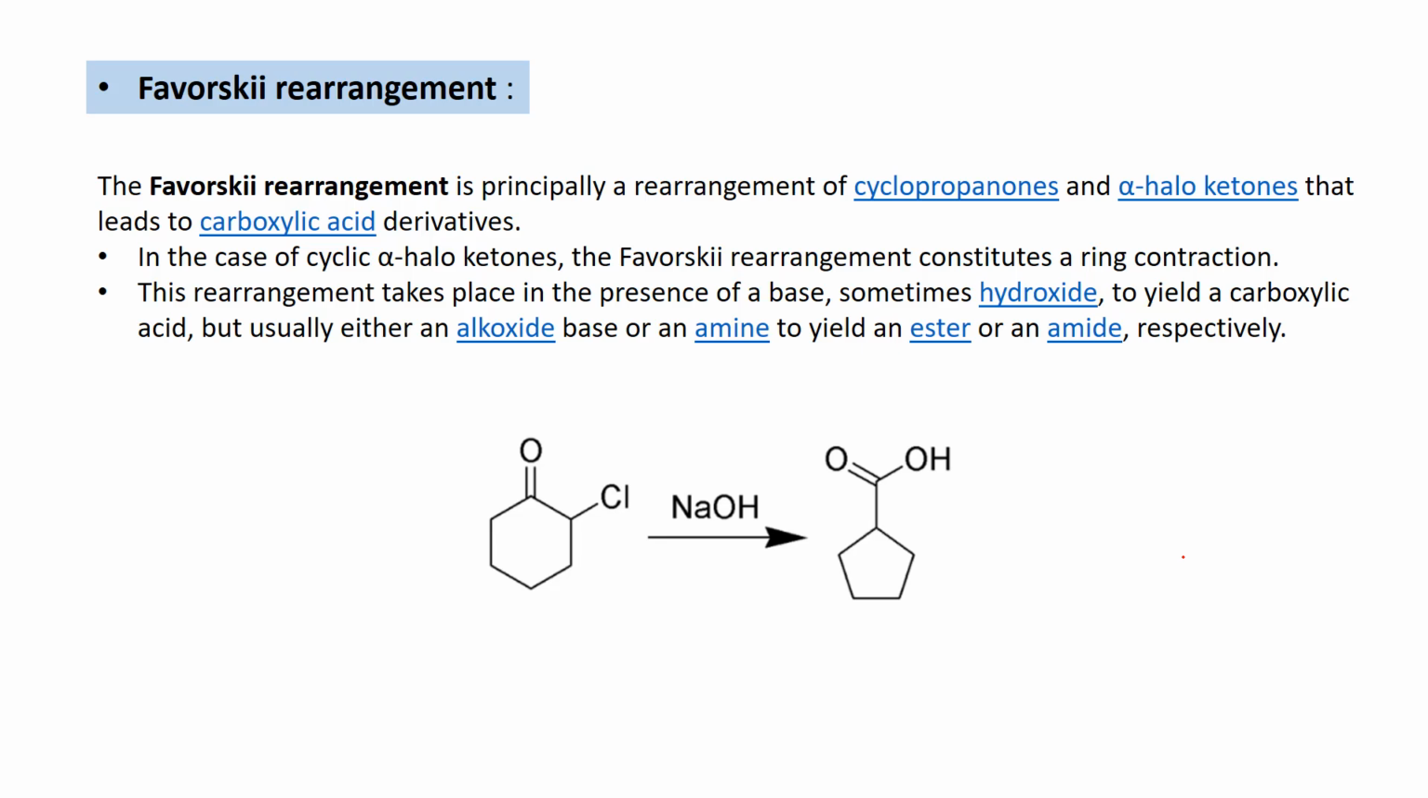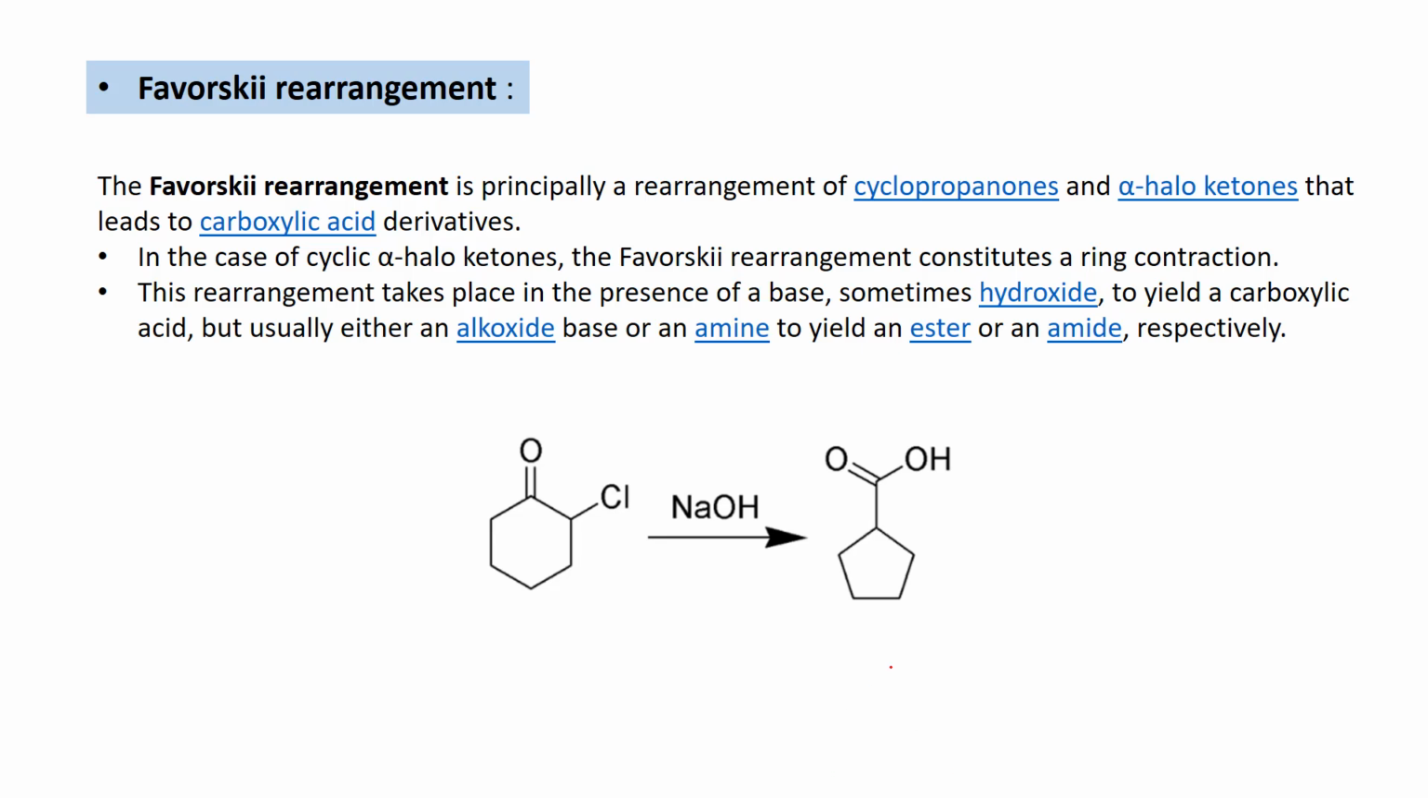The Favorskii rearrangement is principally a rearrangement of cyclopropanone and an alpha haloketone that leads to a carboxylic acid derivative. In the case of cyclic alpha haloketones, the Favorskii rearrangement constitutes a ring contraction. This rearrangement takes place in the presence of base, sometimes hydroxide, to yield a carboxylic acid, but usually an alkoxide base or amine to yield an ester or amide.